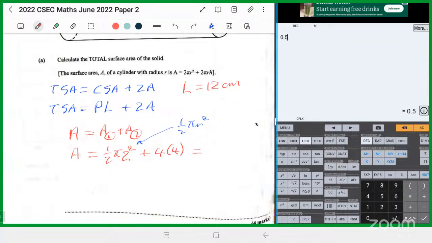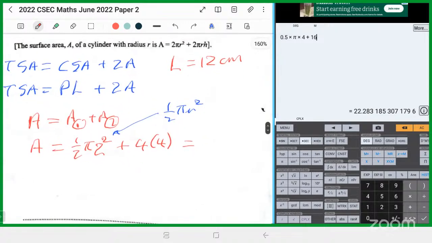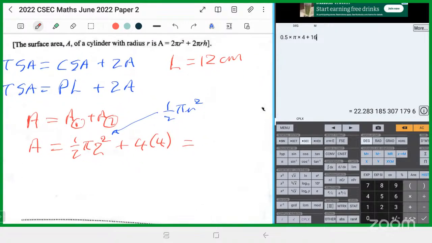So 0.5 is a half times pi times 2 squared, which is 4. And then we're adding this 4 squared, which is 16. So we're just adding 16 to that. That works out to 22.28. Let's work with a little bit more than 3 significant figures for now and come back to 3 significant figures in the end. So 22.28 centimeters squared is the end area.